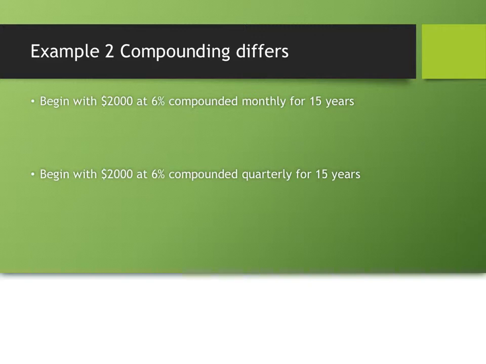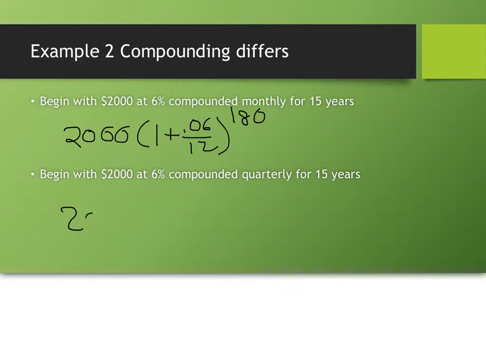So again, hopefully you pushed pause and did that. I'm going to do this fairly quickly. So $2,000, if we're compounding monthly, we're going to take 2,000 times 1 plus 0.06 over 12. 12 months for 15 years, that's an exponent of 180. The next one is 2,000 times 1 plus 0.06 divided by 12. If it's quarterly, that means, quarterly.